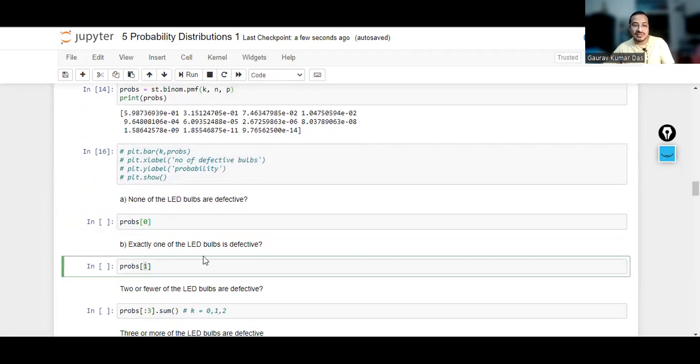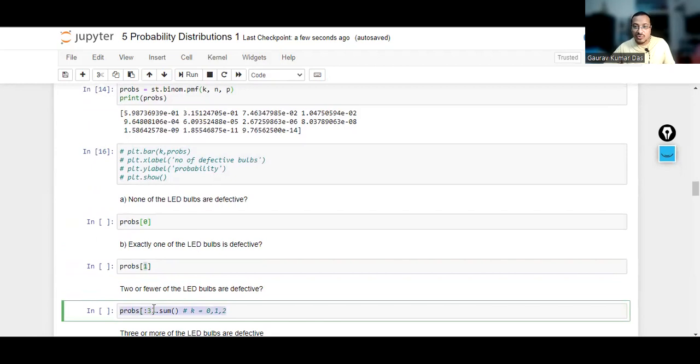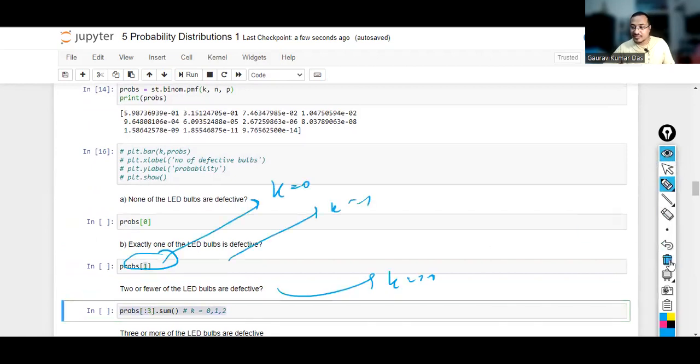Probability of 1 bulb defective. Now, 2 or fewer. What does 2 or fewer mean? So we have 0, 1, or 2. So these 3. I can simply take probs from 0 to 3 and then dot sum. That's it.